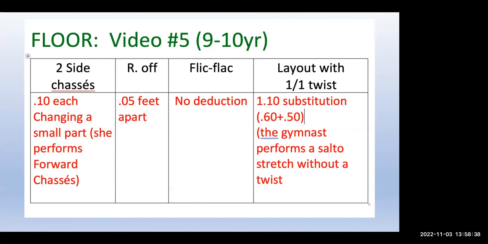She has her feet apart on the round off. Flick flack's pretty good, but then layout with a full twist. She doesn't do a full twist. She just does a layout. So that deduction is 6/10 plus 5, the value of the element plus 5. The gymnast performs a salto stretch without a twist. So let's see that again in slow motion.